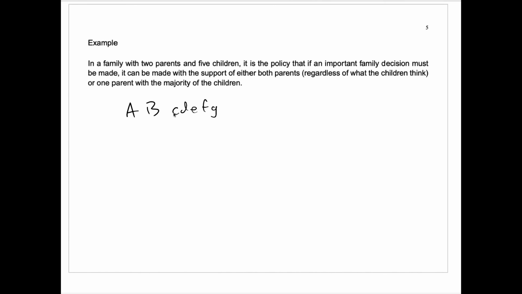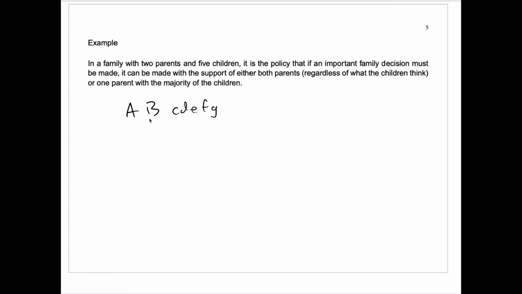For example, let's say they want to go to a movie and choose the movie. The choice will be made if both parents agree on the movie and they just take the kids to the movie they want to. Or one parent and a majority of kids can make that decision just with that coalition. What are the relative powers of the different players in this game? In this case, the parents and the children.